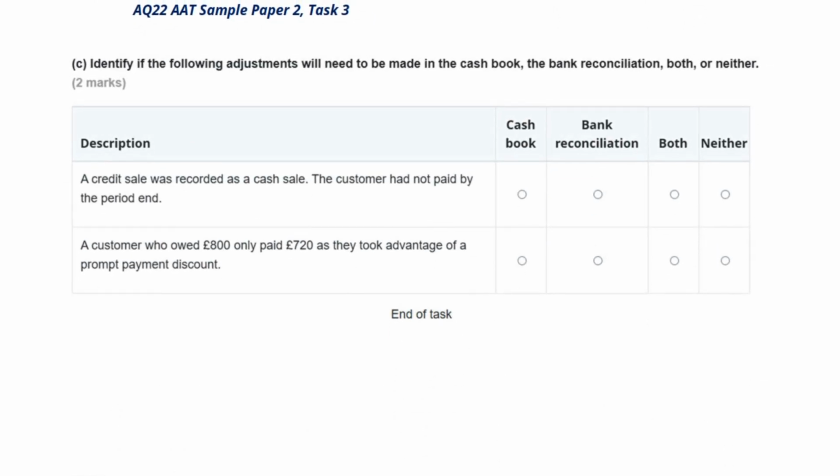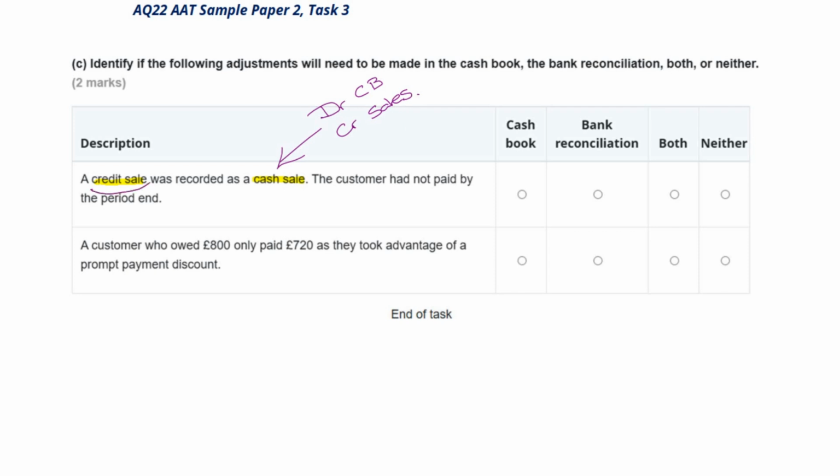Moving on to part C, identify if the following adjustments will need to be made in the cash book, the bank reconciliation, both or neither. The first one is a credit sale was recorded as a cash sale. The customer had not paid by the period end. If it's been recorded as a cash sale, it's going to have debited our cash book and it will have credited our sales.